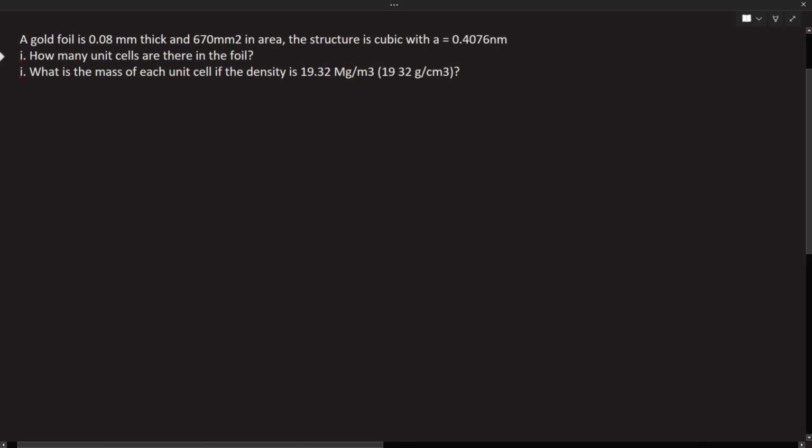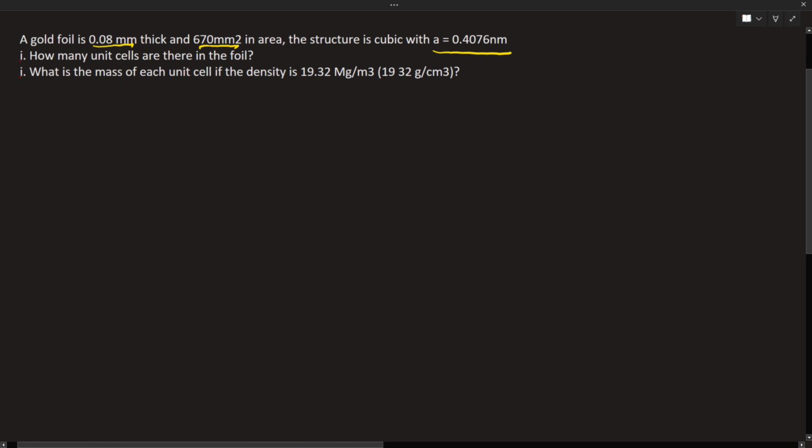So this question says a gold foil is 0.08 millimeter thick and 670 millimeter square in area, and the structure is cubic with a lattice parameter equal to this nanometer, and how many unit cells. So we have to look for two things.